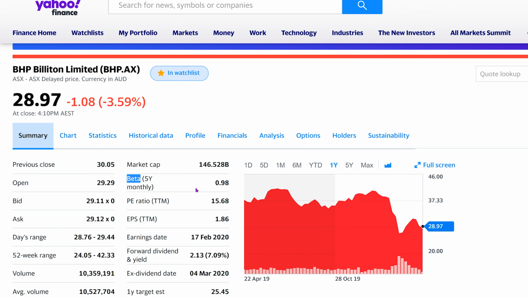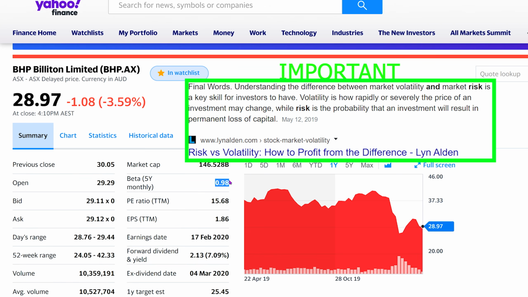Now, the beta is the volatility of a stock compared to the market. The market is represented as 1. So you can see this is just below that, which means it's just slightly less volatile than the market. The general rule is low risk equals low reward, and high volatility, something like 1.4, 1.5, or even higher, would be considered high risk, therefore high reward. But again, that is not always the case. It is just an indication.